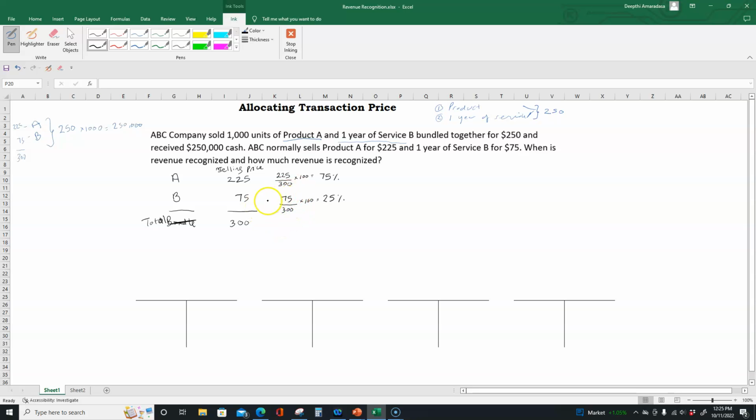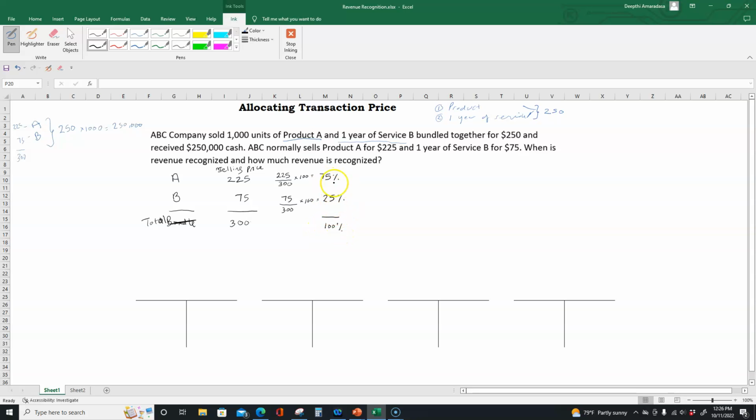That's step 2. So step 1, you list out either the selling price or the fair market value depending on what's given in the question, and then the total, and then calculate what percentage of the total is each performance obligation. These two together should always make up 100%. 2 or 3 or however many performance obligations should always make up 100%.